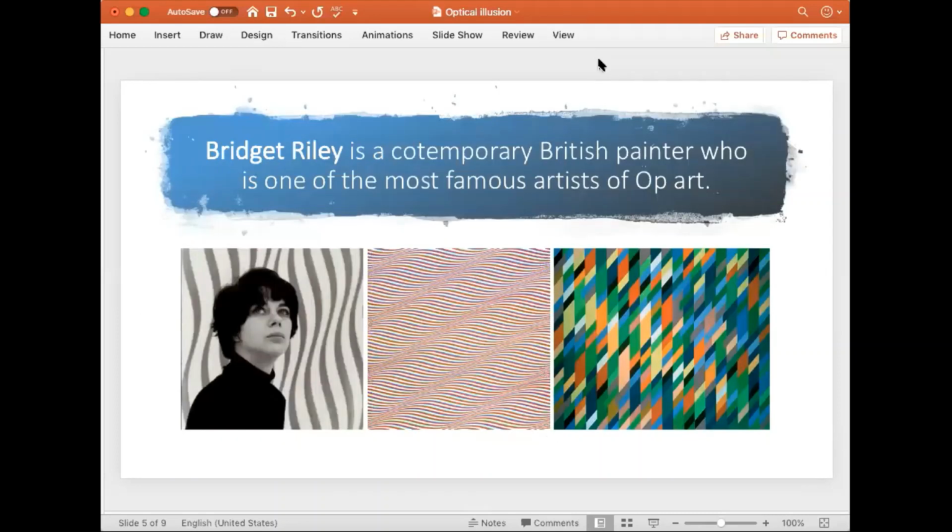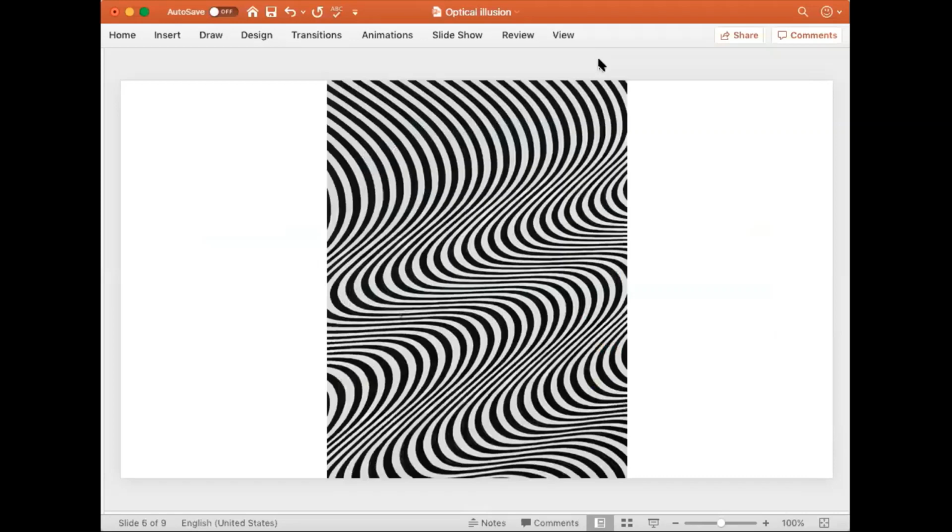This is an artist called Bridget Riley, and she is a very famous contemporary British painter, so it means that she's still practicing her artwork today, and she is a famous op artist. She creates lots of very large paintings that give you the idea that when you look at it very closely for a few seconds, it looks like it's moving. I've got an example of her work here, so if we look closely in the centre, it looks like the waves are moving almost.